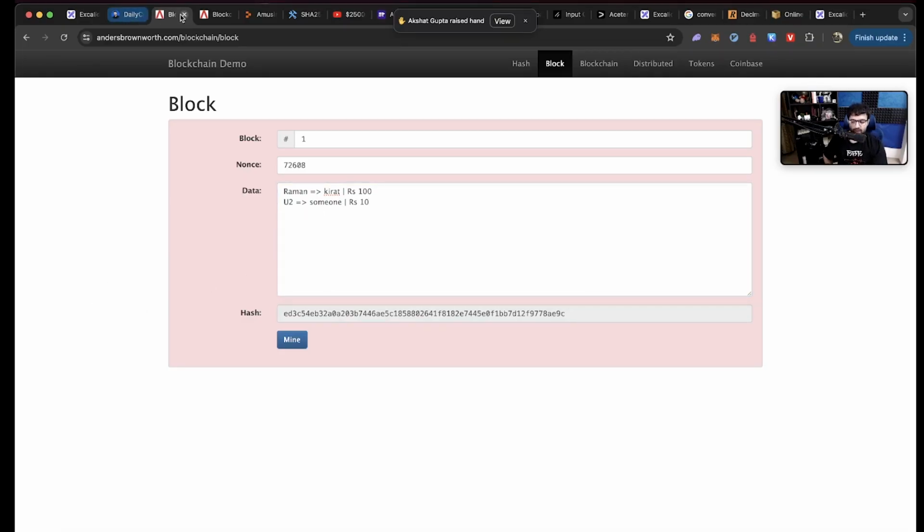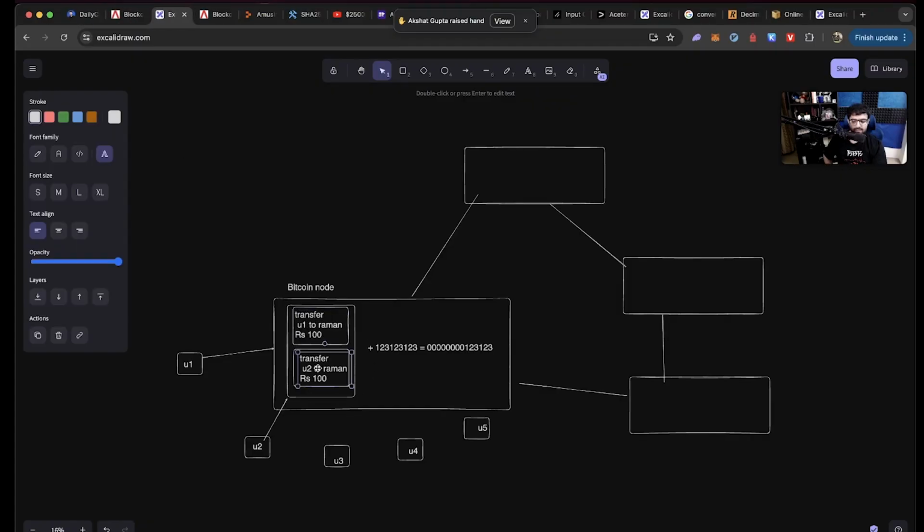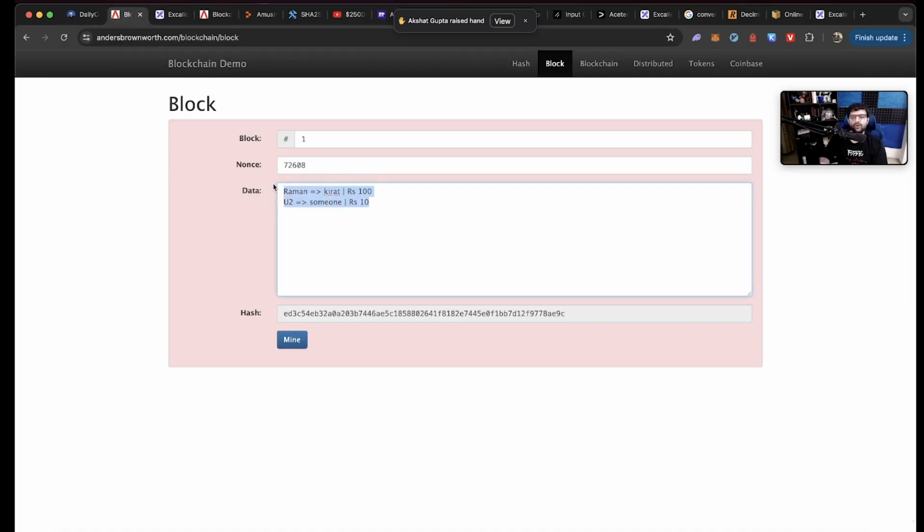What I was showing over here in Acceledraw was we are creating a block. We take multiple transactions, put them in a block. Then we find a nonce such that the final thing starts with a certain number of zeros. This is a UI for it. This is the data I want to hash. This is some block number, ignore what it is for now. Find me the nonce.